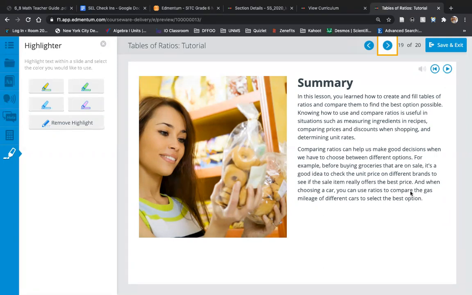So remember I showed you that example of looking at some items on Amazon to find that unit price. And when choosing a car, you can use ratios to compare the gas mileage of different cars to select the best option. I know you guys are all still young, but you probably get some money here and there from allowance, gifts, birthdays. You still have to buy things sometimes, and it is good to figure out how you're gonna get the best for your money. And once you're older and working, that's gonna become even more important.